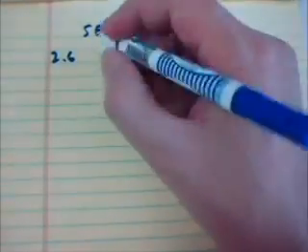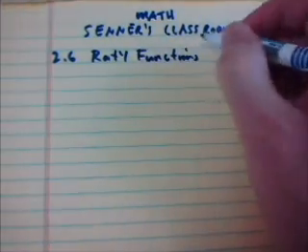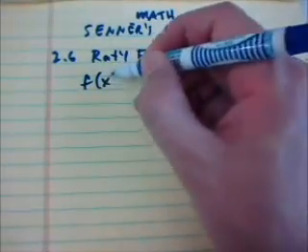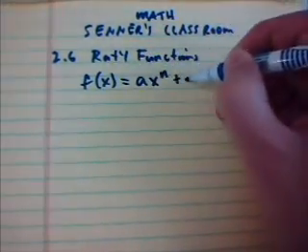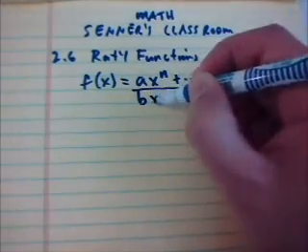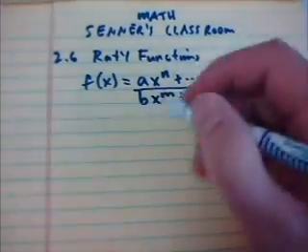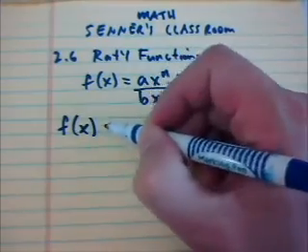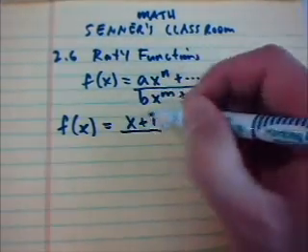Today we're looking at 2.6, rational functions. A rational function has a polynomial numerator and a polynomial denominator, ax^n over bx^m. Our example, (x + 1) over (2x - 3).